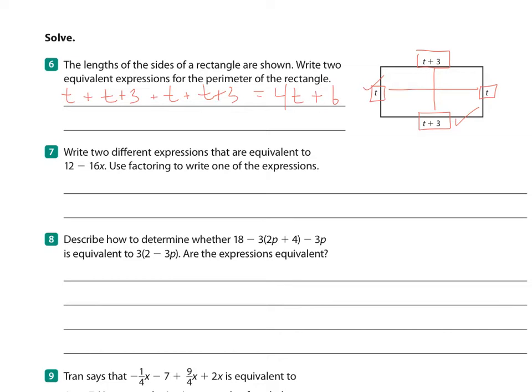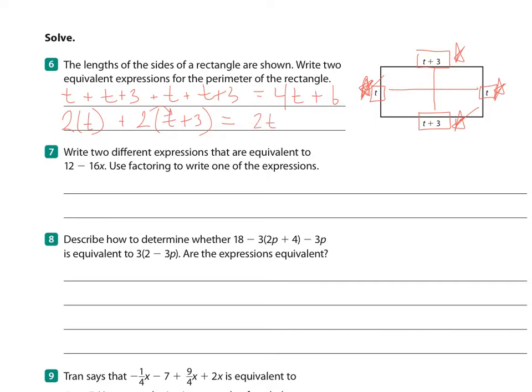A second way to write it is I've got the same side twice, right? Here I have the same side with this side. So I could just say, hey, multiply 2 by one of those sides. And then we're going to add that to, well, I've got the same side again here twice. So let's multiply 2 times one of those sides, t plus 3. Again, if we wanted to simplify this, we most certainly could. 2 times t is just 2t.